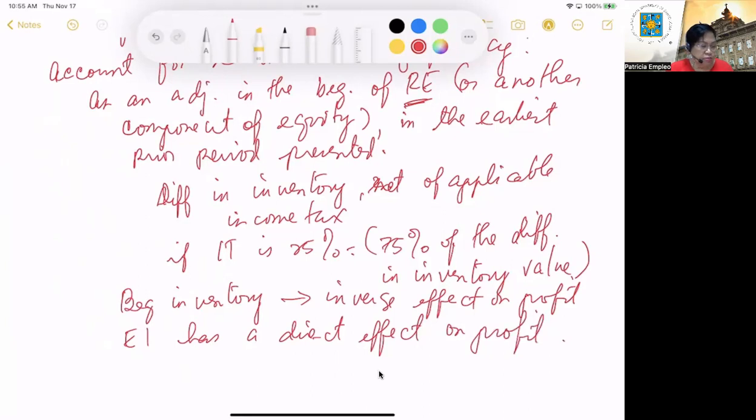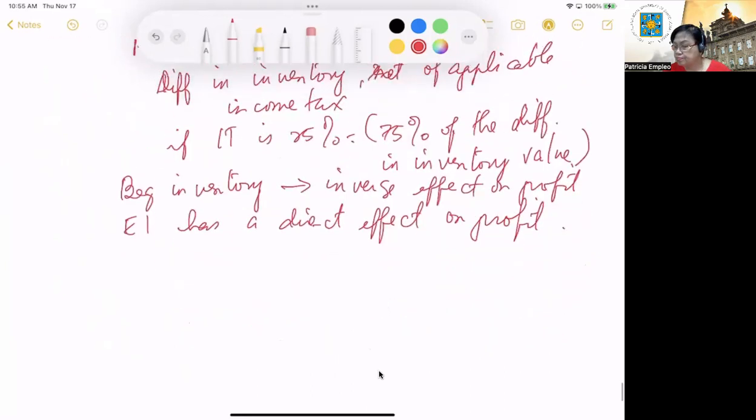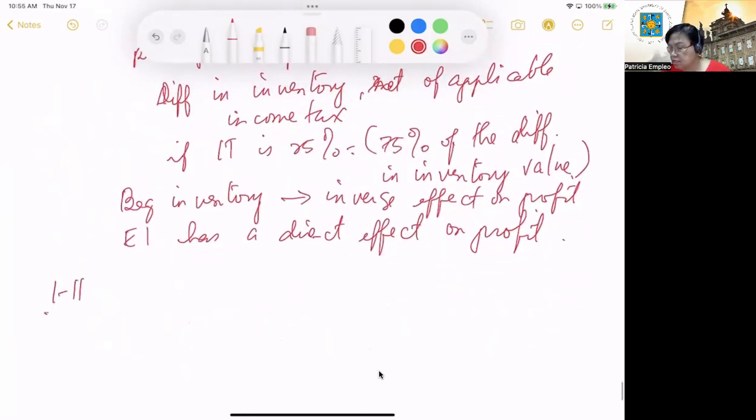Okay, so to illustrate, we will be using 1-11. So go back to 1-11 in your book. You are required to determine the profit of Santa Lucia Company for each of the 3 years had the company used the FIFO costing method.